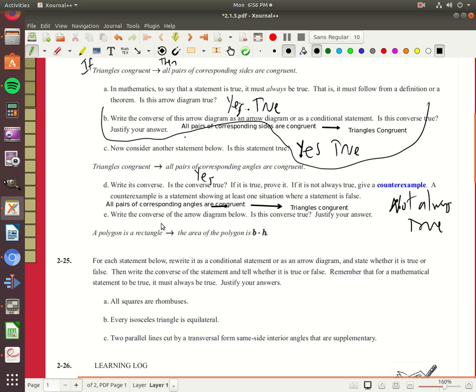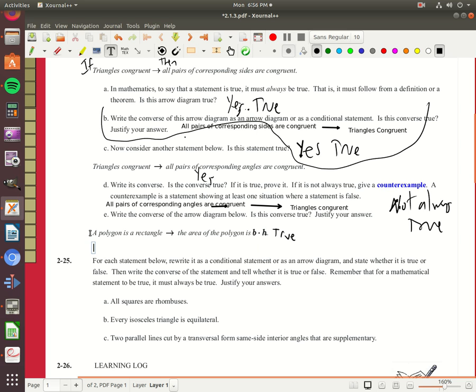All right, so it says write the converse of the arrow diagram below. Is the converse true? Justify your statement. So, I mean, I think the first thing we should do is decide if this is true. If a polygon is a rectangle, the area is the base times the height. I will say that is true. Then I'll write the converse of it.